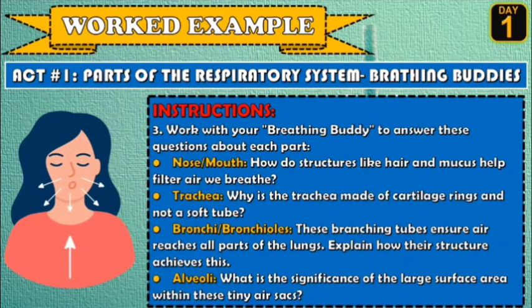Number 3, work with your breathing body to answer these questions about each part. About the nose and mouth, how do structures like hair and mucus help filter the air we breathe? For trachea, why is the trachea made of cartilage rings and not a soft tube? For bronchi or bronchioles, these branching tubes ensure air reaches all parts of the lungs. Explain how their structure achieves this. For alveoli, what is the significance of the large surface area within these tiny air sacs?